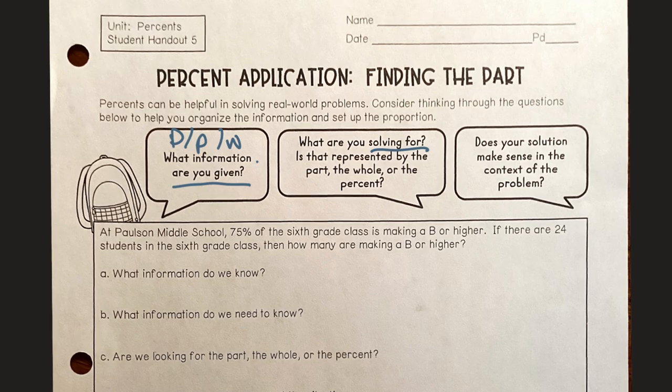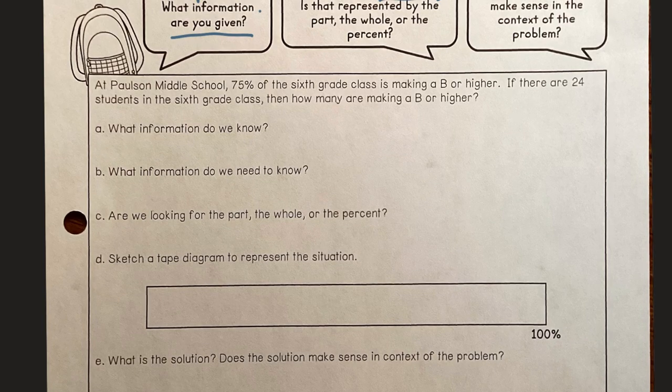So the scenario that they give us for our notes today is, at Paulson Middle School, 75% of the 6th grade class is making a B or higher. Okay, so let's go ahead and change that to TVMS Middle School. So at TVMS, at our middle school here, 75% of the 6th graders in total are making a B or higher. That would be amazing if everyone is making a 75% or higher. If there are 24 students in the 6th grade class, then how many are making a B or higher?